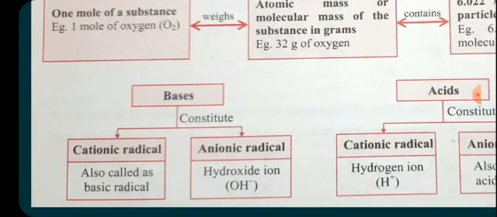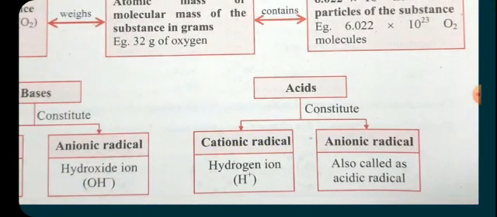Then bases. They constitute two types of radicals, cationic radical and anionic radical. Cationic radicals are also called basic radicals, and the anionic radical is the hydroxide ion. In bases, hydroxide ion is common, and different bases are due to basic radicals. Bases are distinguished from each other by basic radicals.